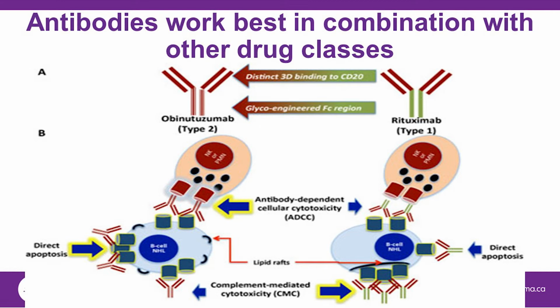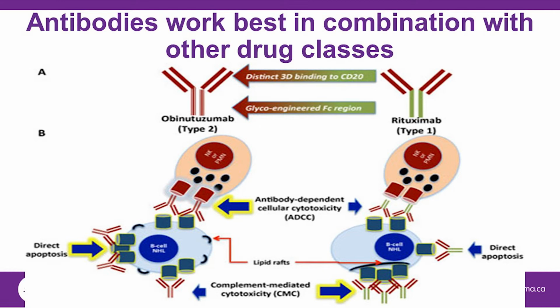And how they work is that they work in a number of ways. So by binding to CD20, they can actually kill CLL cells in some cases. More importantly, they bind to CD20, and then they recruit other immune cells, so-called killer cells, that can be brought localized to the surface of the CLL cell and then deliver a killing signal.